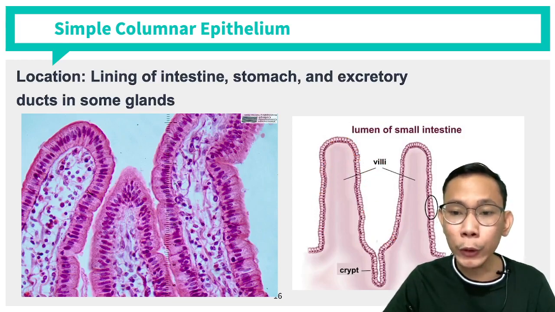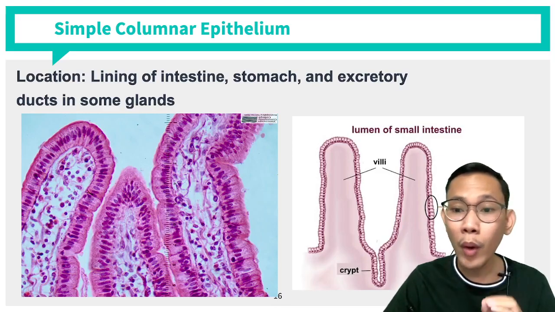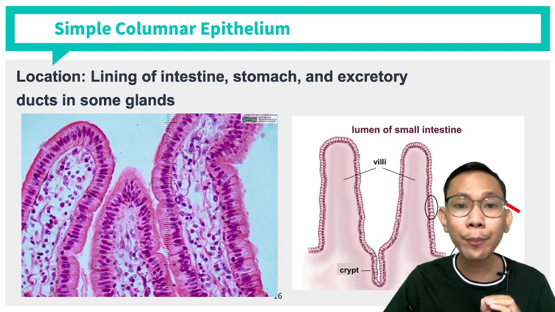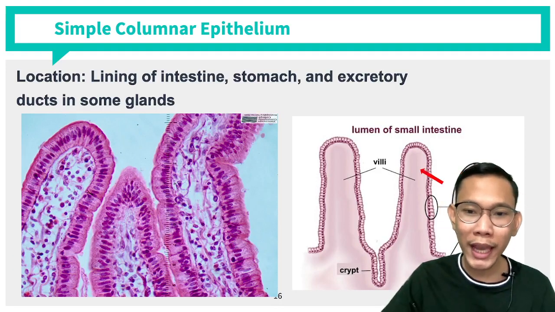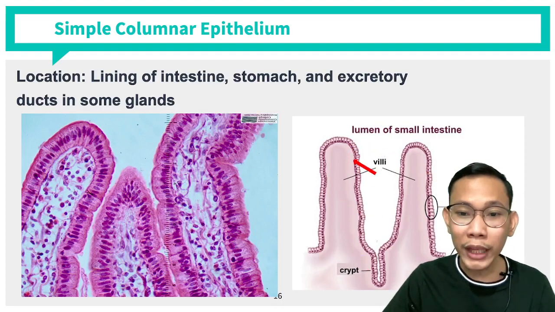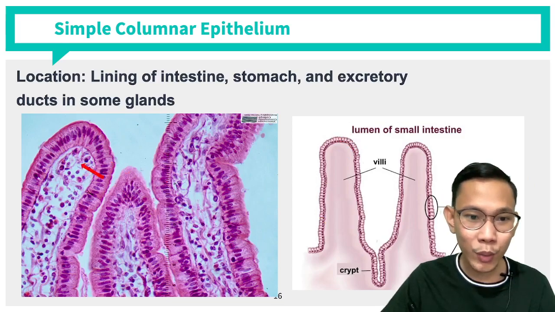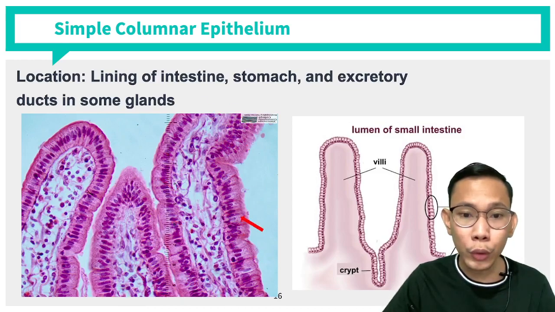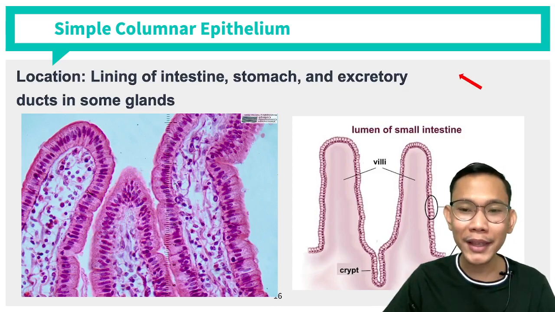And this epithelium contains now your specialized structure, as what we discussed a while ago, your microvilli, needed for absorption. So again, this is the villi of your small intestine, surrounded by your simple columnar cells with the presence of your microvilli. So remember that, guys.